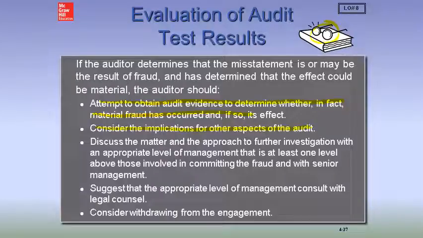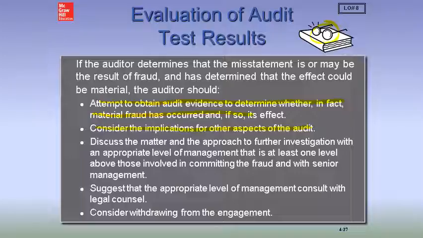Now we're going to talk about how that needs to be reported. And by the way, when we say consider the implications for other aspects of the audit, once you find fraud, you have to go back and think about every decision you had made up until that point. For example, were my sample sizes large enough? Am I doing enough year-end testing? Am I using enough external evidence?